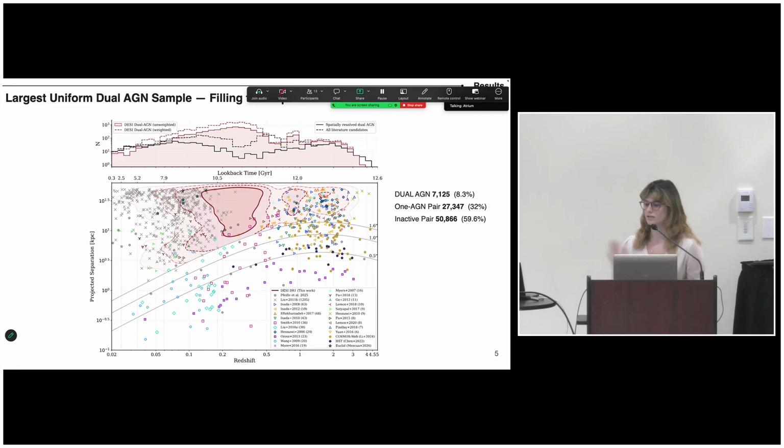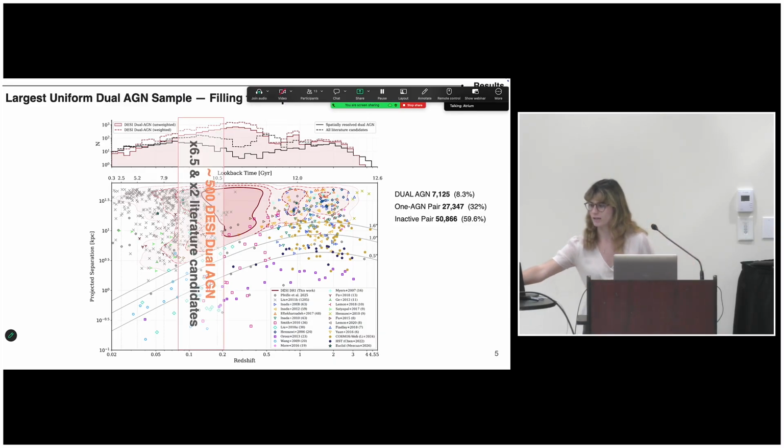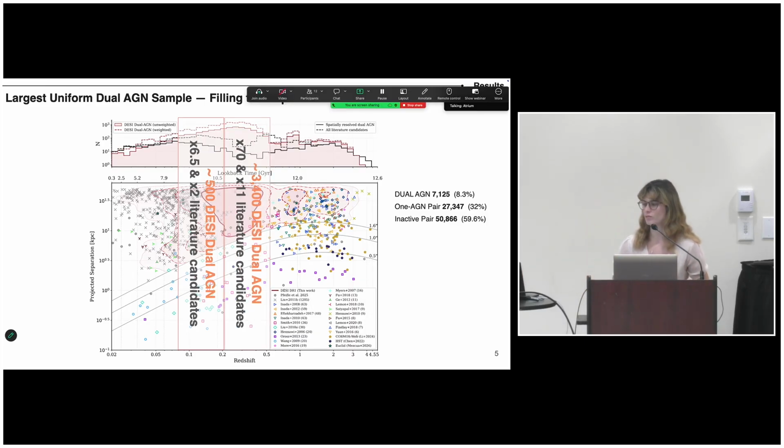At the lowest redshifts, it broadly follows what is already well sampled by SDSS, and it follows up these dual AGN candidates. However, in this regime below 0.2, we have around 500 duals, which is around 6 times larger than the spatially resolved literature points, and 2 times larger including the ones that are not spectroscopically found. And this part from 0.2 to 0.5 is the one where DESI really dominates. We find 3,400 duals, which is an order of magnitude higher than what has been found before.